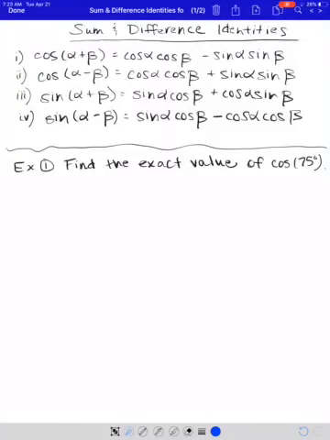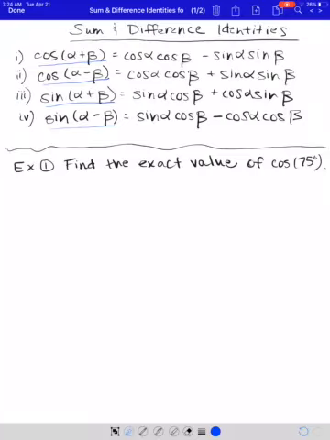Today we're going to look at the sum and difference identities for sine and cosine. So what you'll see here is 4 different identities. We have the sum identity for cosine, the difference identity for cosine, the sum identity for sine, and the difference identity for sine. And these 4 identities allow us to evaluate sine and cosine functions for angles that we otherwise would not be able to find exact values for.